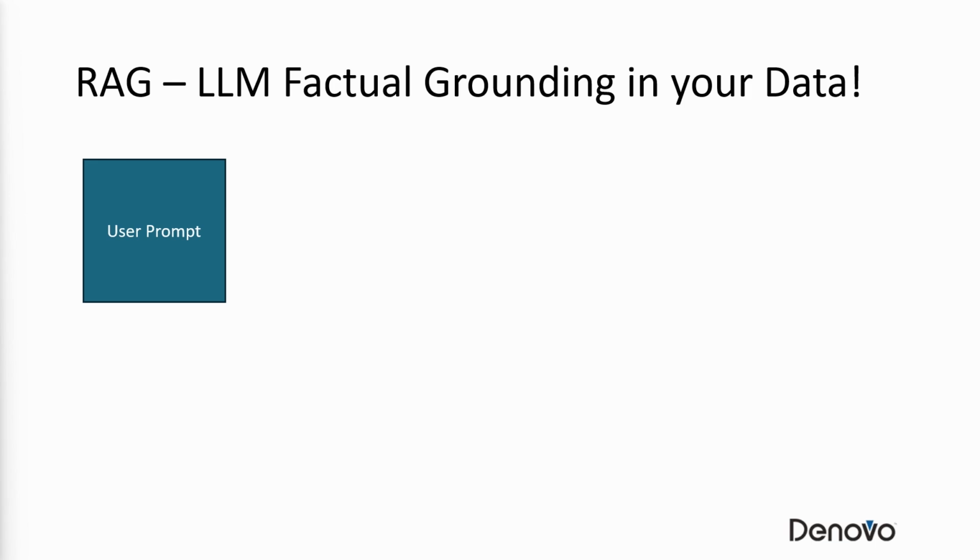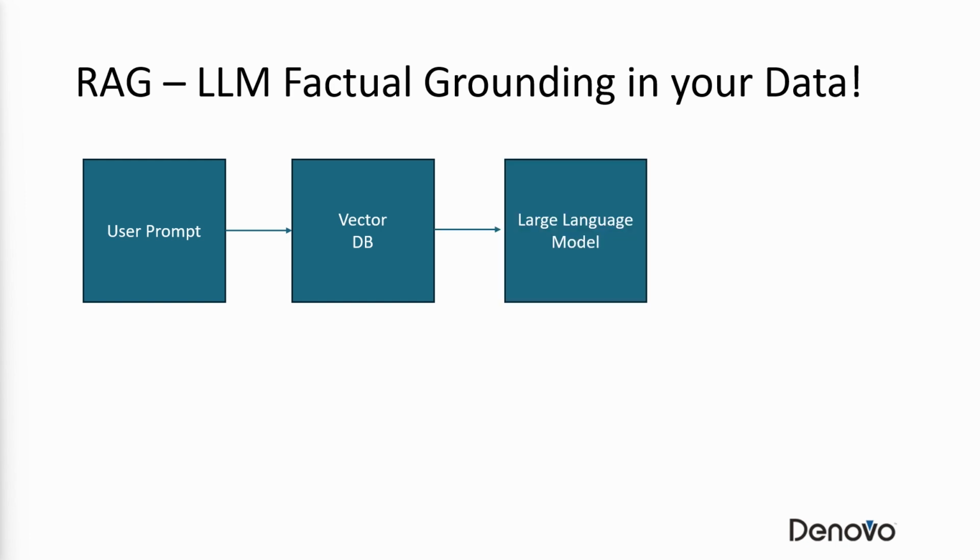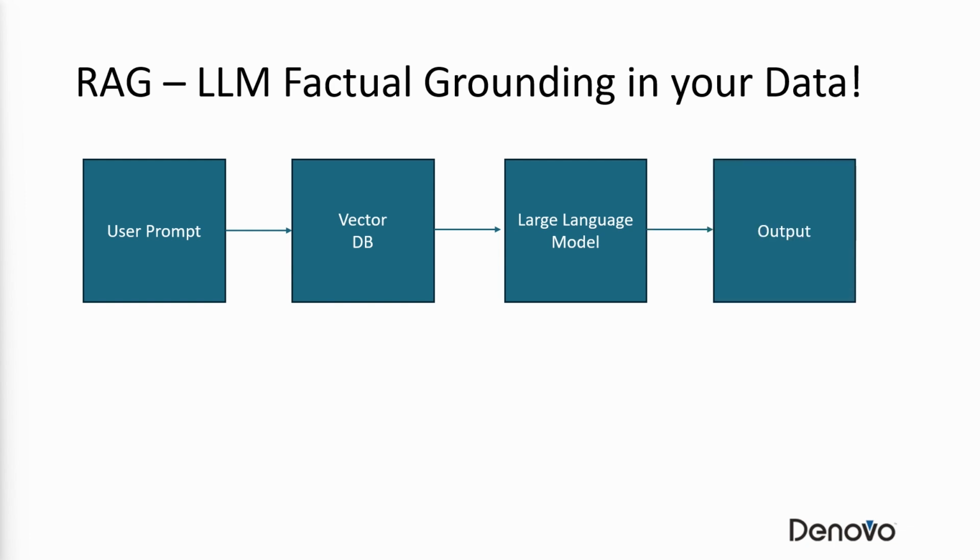So basically it takes the user prompt and runs it against a vector database. The vector database is going to come back with those additional items from your company's repository, feed it into the large language model, and you're going to get the output.